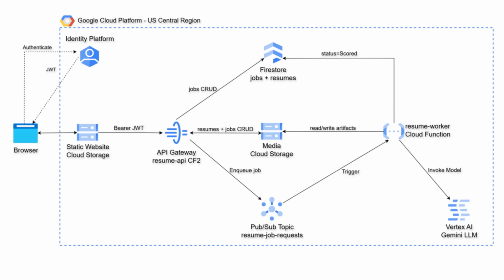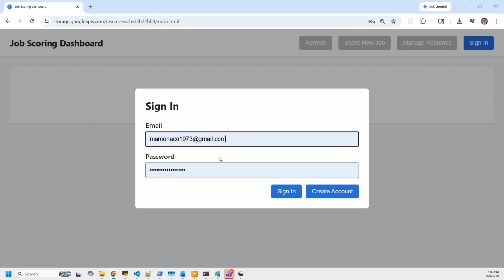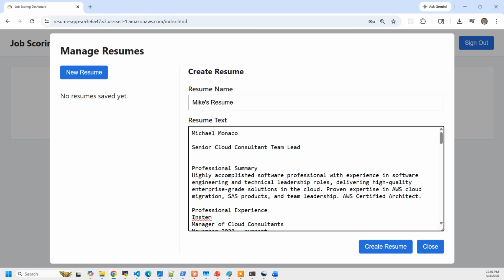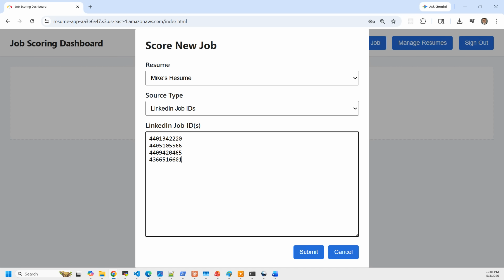Let's walk through the architecture before we build. First, the user signs into the web application using Google Cloud's identity platform. Before scoring any jobs, you upload your resume. The resume is stored in the application storage bucket. Now you can submit a job for scoring, either by LinkedIn job number or URL.